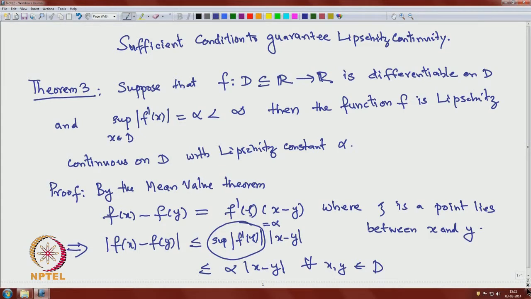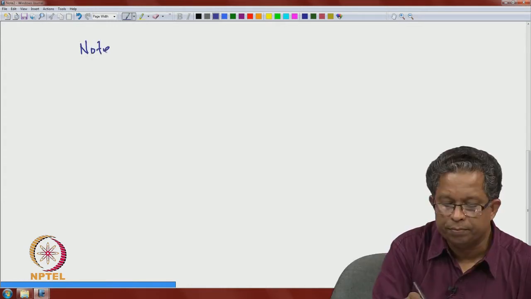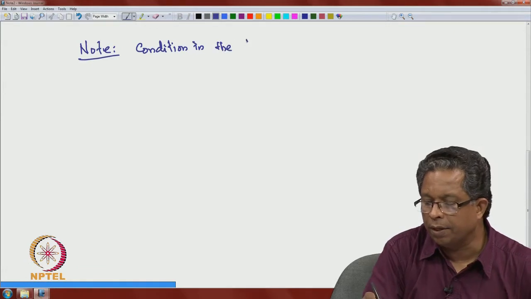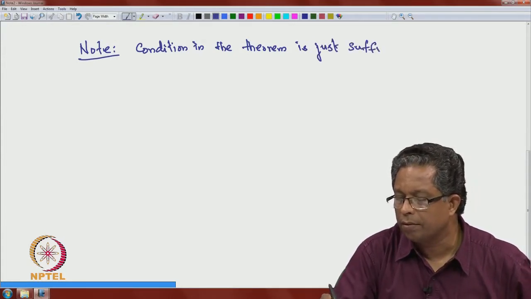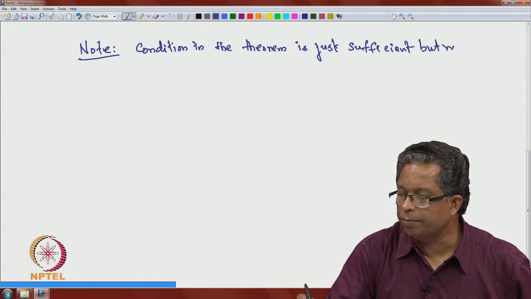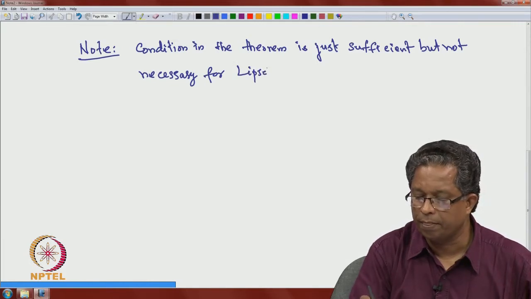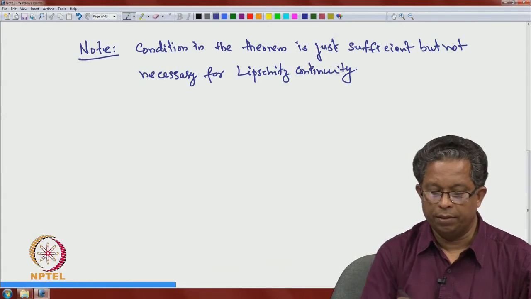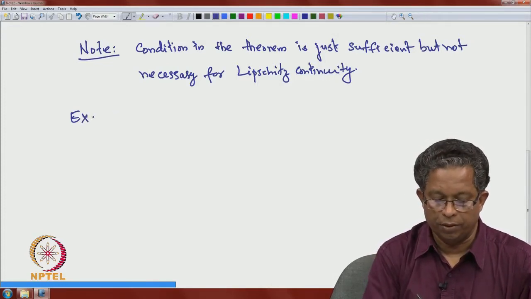And we note that the condition in this theorem is just sufficient, but not necessary for Lipschitz continuity. So that means we can produce an example where a function is Lipschitz continuous at the same time the condition of the theorem is violated. So, example 6.